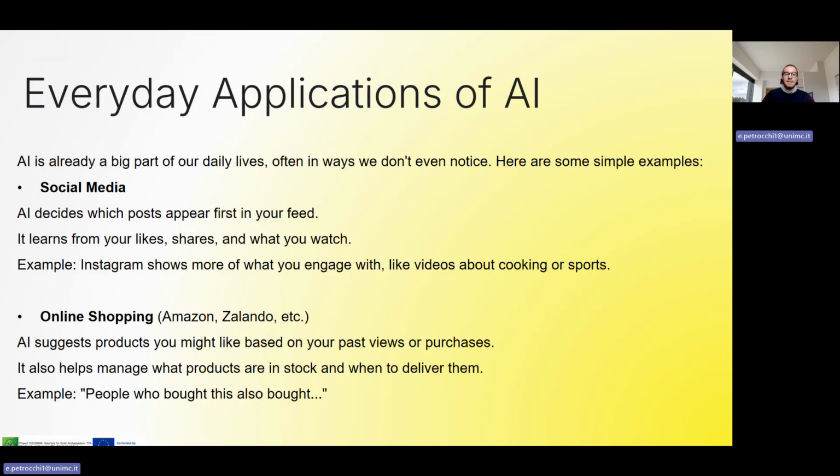Another example is online shopping, such as Amazon or Zalando websites. AI systems can suggest products that we might like based on our past views and purchases, but they can also suggest items based on what the system infers about our preferences. An example is the category "people who bought this item also bought these and those items." And this is present on Amazon and Zalando websites, as I said.